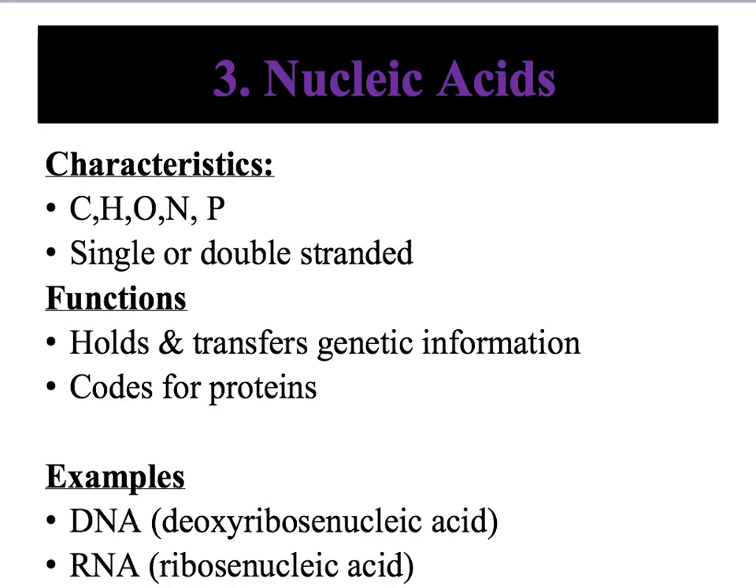Nucleic acids are made of carbon, hydrogen, oxygen, nitrogen, and phosphorus. They make up single or double-stranded structures. Their function includes holding and transferring genetic information and also providing the cell with the codes for making proteins. An example of a double-stranded nucleic acid would be DNA, and the single-stranded molecule would be RNA.